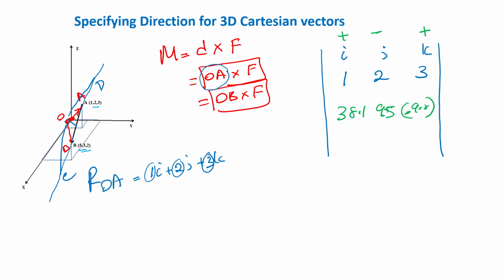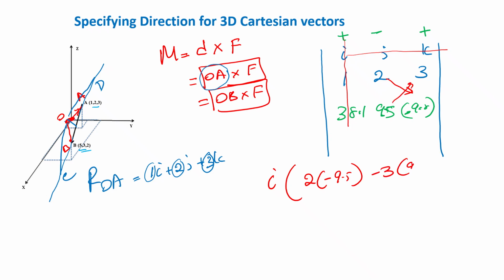Always plus minus plus. If you have a longer, bigger one, again plus minus going like that. Okay, so I'm going to do 1. If you consider the I, you ignore this 2. So you have I times this 2 times negative 9.5 minus 3 times 9.5. That is your I component.